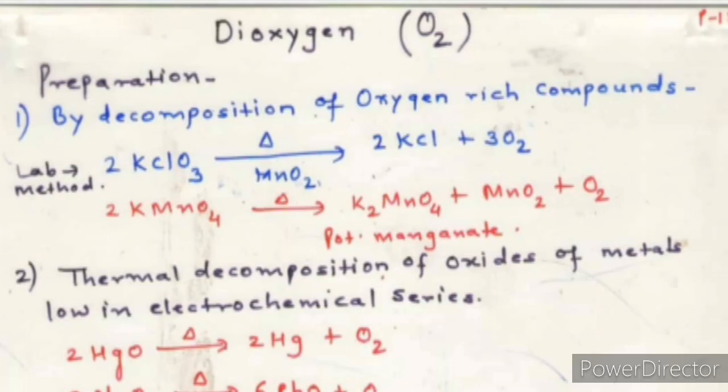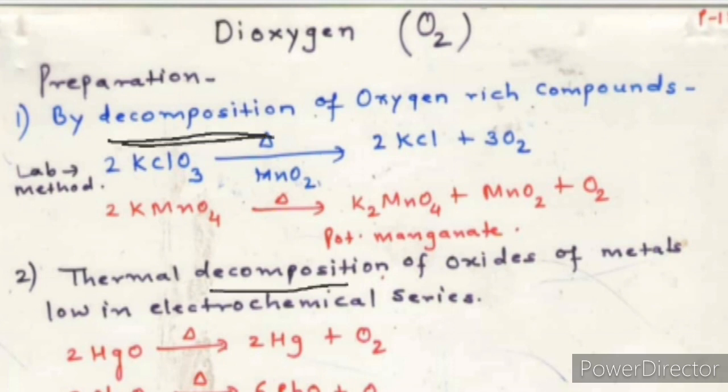Oxygen molecule is chemically known as dioxygen because it is made up of 2 oxygen atoms. Preparation, we will see 4 important methods. The first method is by decomposition. Every time you are going to decompose, only see here, decomposition.